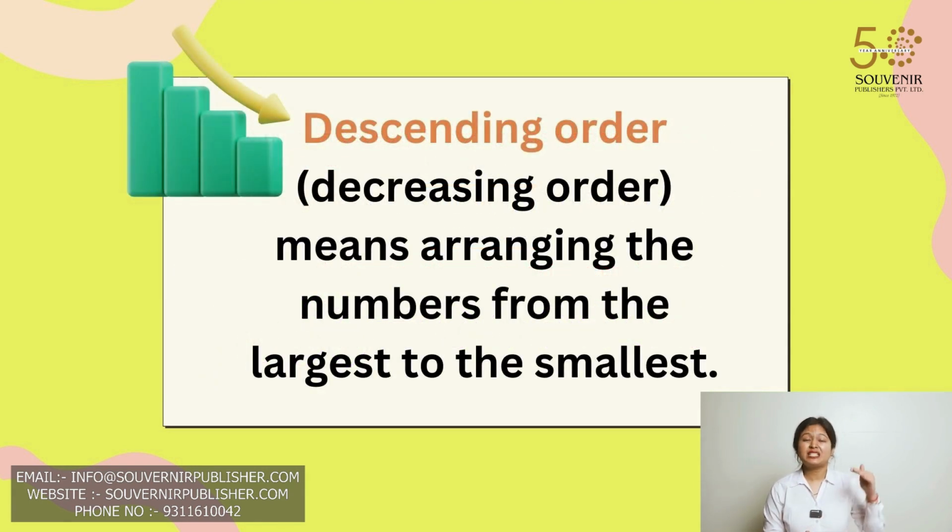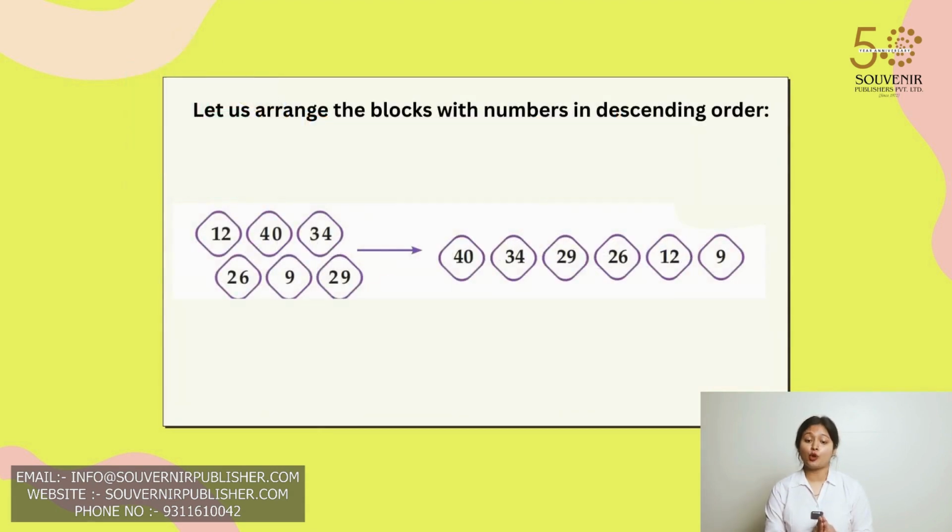Descending order. That means decreasing order. Means arranging the numbers from the largest to the smallest. Let us arrange the blocks with numbers in descending order. We have numbers 12, 40, 34, 26, 9, 29. To arrange it in descending order, we are first going to pick the largest or the biggest number, which is here 40. So we are going to place 40, then 34, after that 29, 26, 12 and then 9.